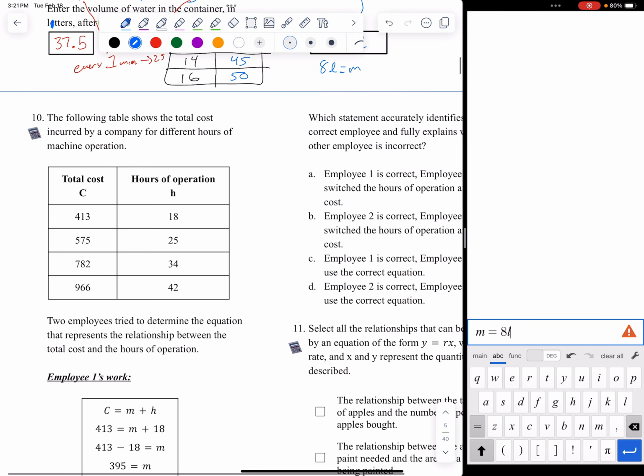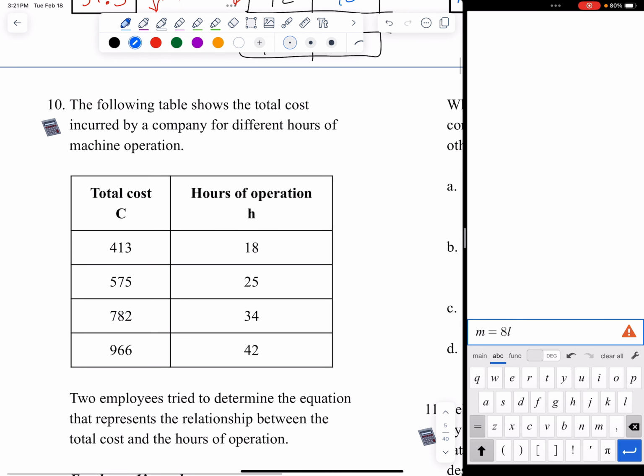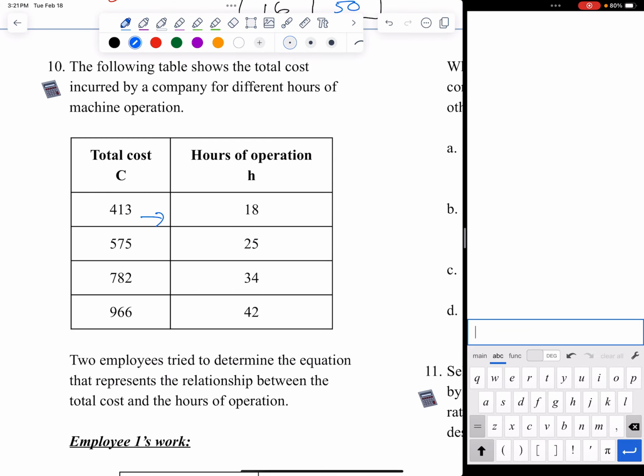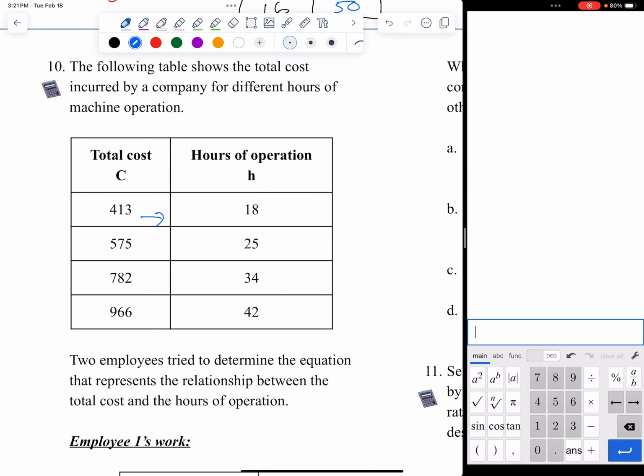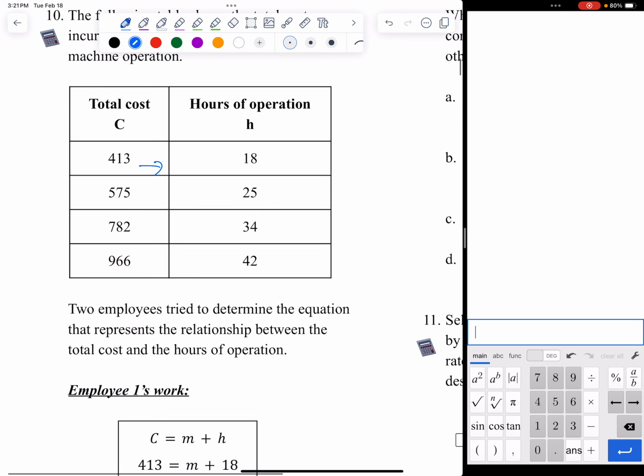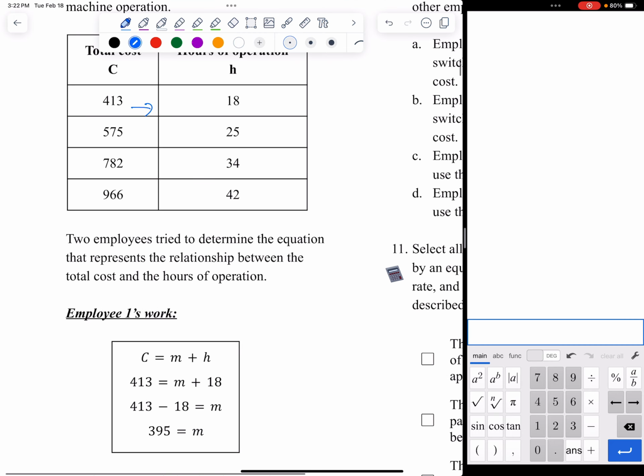All right, this is the last page. Okay, another table. So let's see what we got here. The following table shows the total cost incurred by a company for different hours of machine operation. So there's a total cost and hours of operations. Notice I got smaller, so I probably have to subtract or divide. And we haven't been subtracting or adding, have we really? It's been multiplying and dividing. Two employees try to determine the equation that represents the relationship between the total cost and the hours. So let's see what employee 1 does.